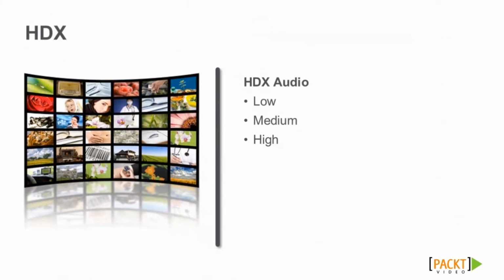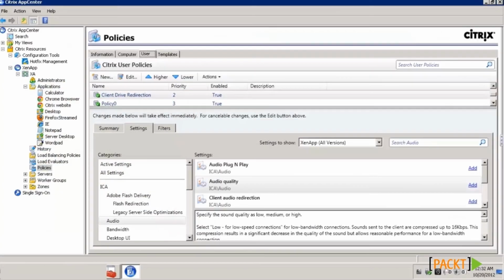With HDX Audio, we can specify the sound quality for our users. Select Low for low bandwidth connections. Sounds sent to the client here are compressed at up to 16 kbps. This results in a significant decrease in the quality of the sound, but allows reasonable performance for low bandwidth connections.